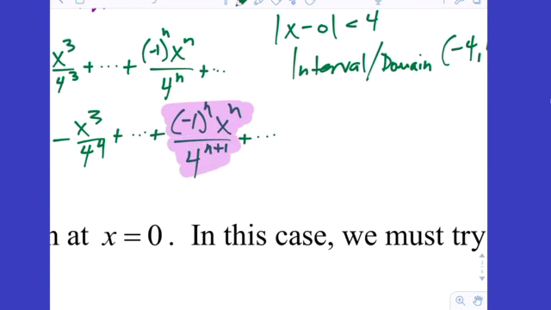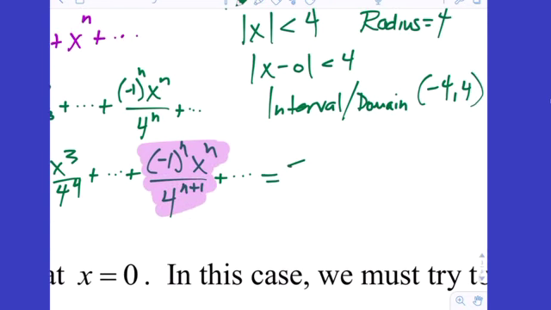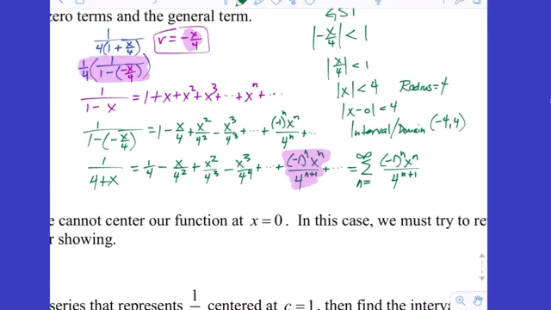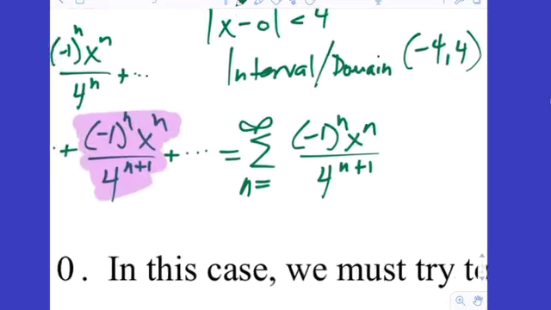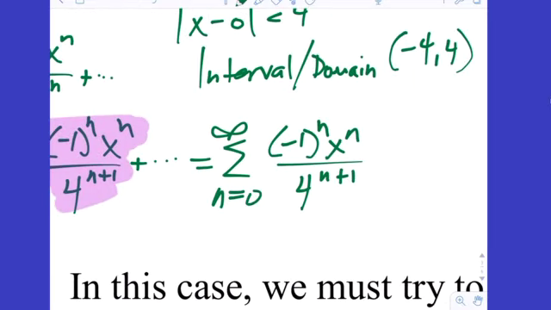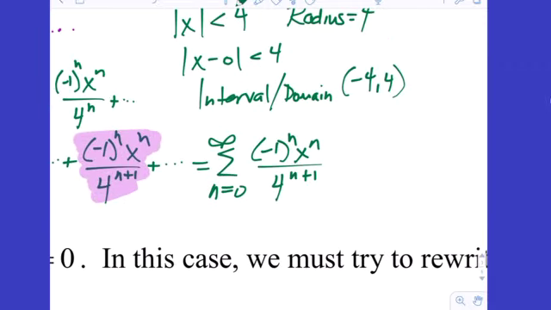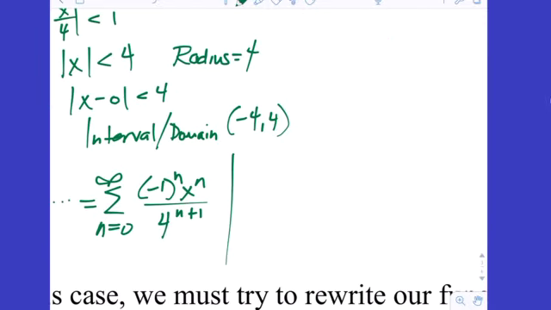So let's go ahead and extend that. This would be sigma from n equals some number, negative 1 to the n, x to the n, all over 4 to the n plus 1. And what do I need to start at, 0 or 1, to make sure my first term is a 1/4? 0. And we'll need to start at 0 because x to the 0 would be 1. All right, so if that is my condensed version, now let's go ahead and test the endpoints.